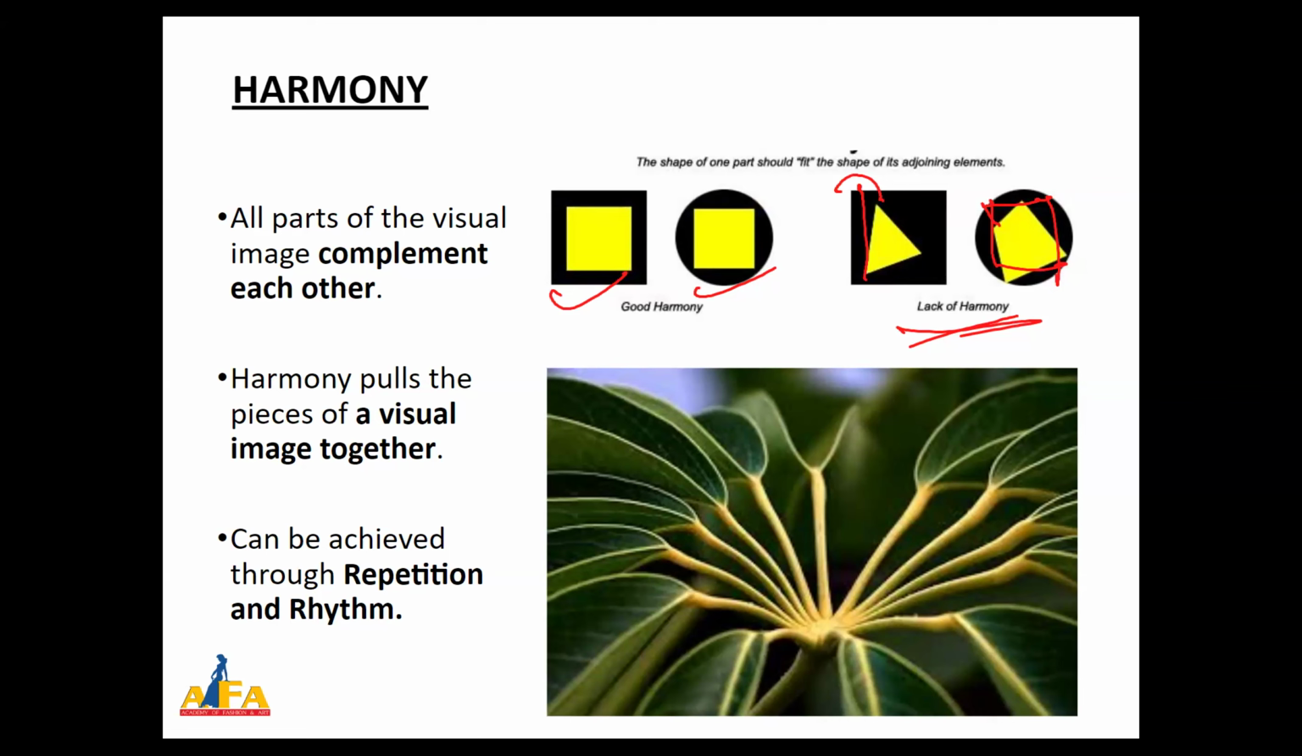मैंने unity समझाया, मैंने harmony समझाया. Now look at this example. So this example is an example of unity also, क्योंकि सारी leaves जो है एक point पर सब joined है. So you will say, ma'am ये तो unity भी है, ये तो rhythm भी है. So everything is very well arranged.